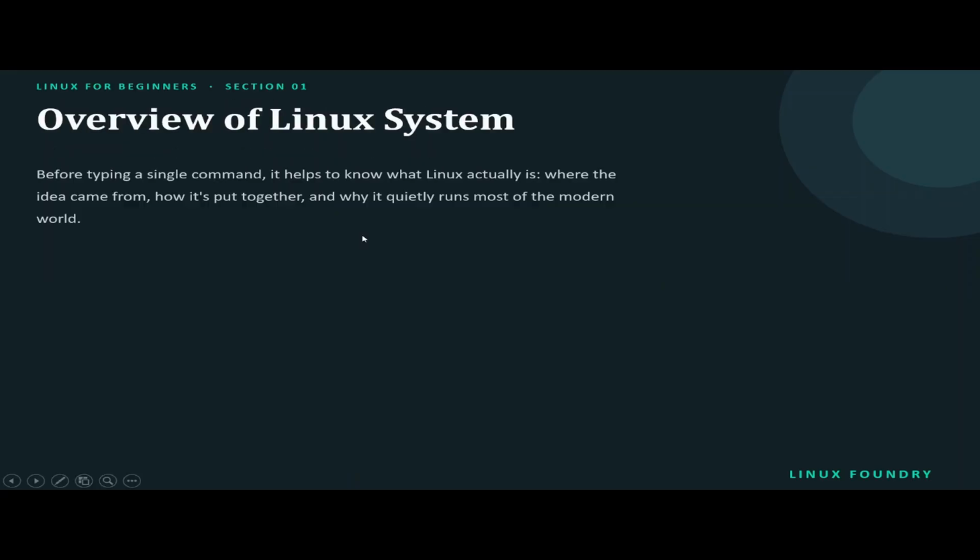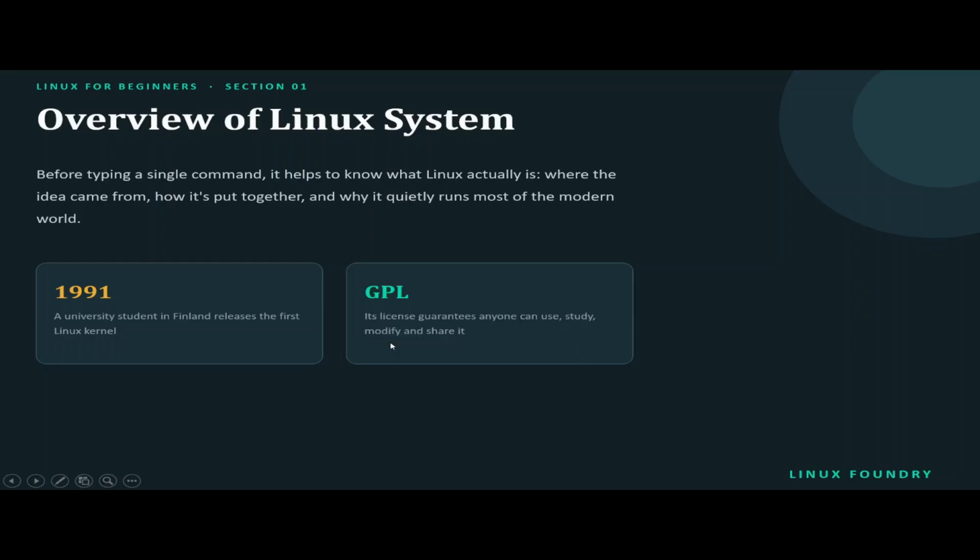Before we type a single command, it helps to know what Linux actually is, where the idea came from, how it's put together, and why it quietly runs most of the modern world. It all started in 1991 when a university student in Finland released the very first Linux kernel. Its license, the GPL, guarantees that anyone can use, study, modify, and share it. And today, Linux is everywhere, from phones and laptops to the servers running the internet.